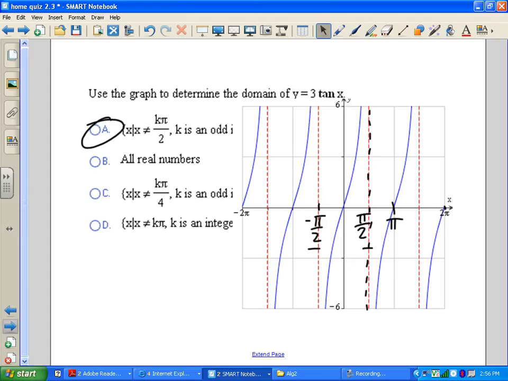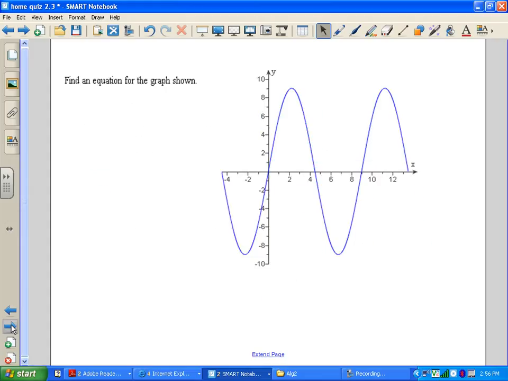Now I left off the range. I think everybody knows that the range here is just going to be all reals. Okay, now we've got to find the function for this graph. Let's notice what kind of graph it is first. It's starting at the origin and going up, so it's definitely a sine function. So we get y equals something sine there. Now let's look at the amplitude. Looks like we're going up to 9 and then down to -9 there. So the amplitude is 9.